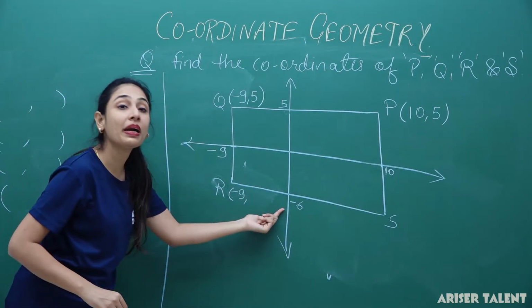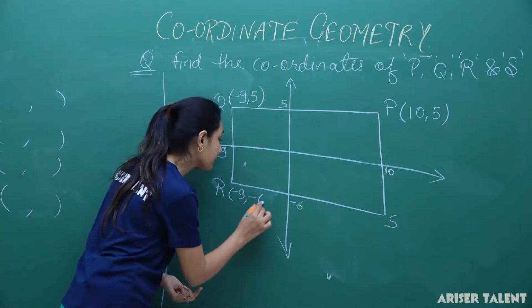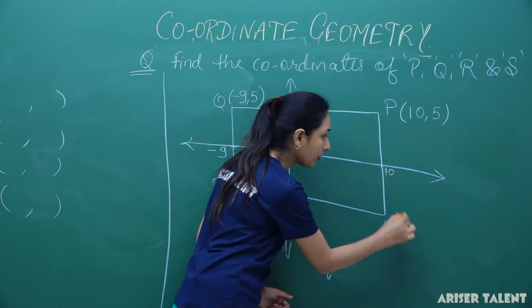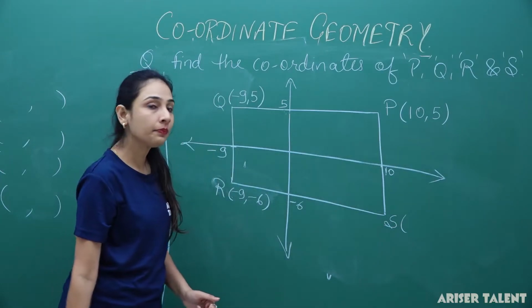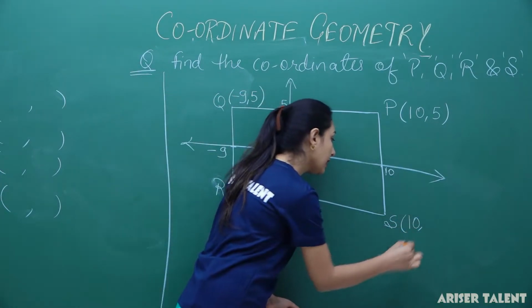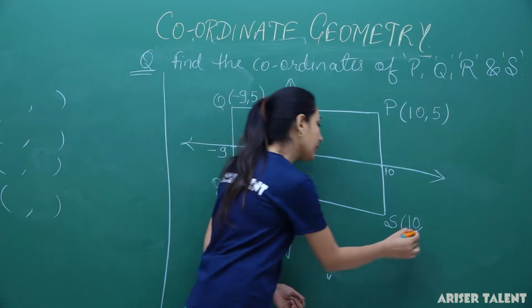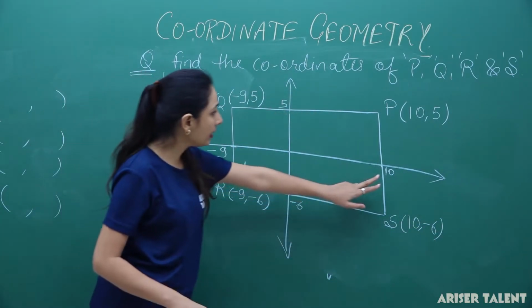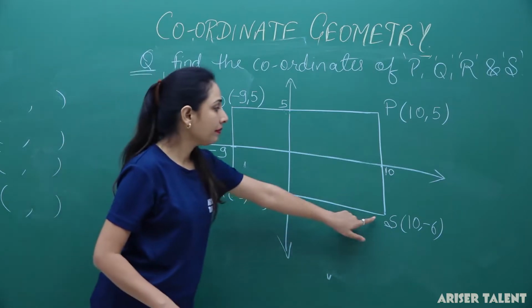Ordinate is minus 6. Now I'll talk about this S. First what will I write? The abscissa, right. Then the ordinate. Okay. Right. So here 10, minus 6.